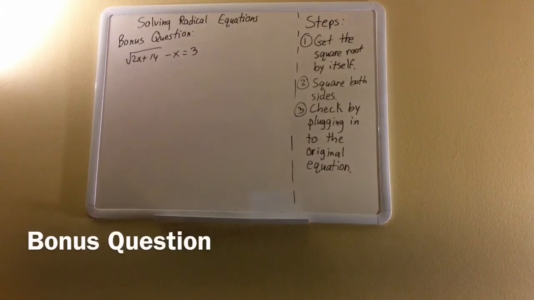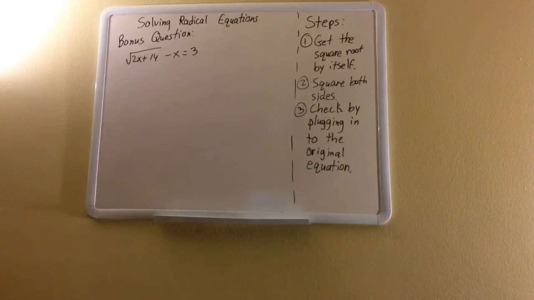And here is your bonus question. Make sure that you are getting the square root by itself before you square it, and when you square it, you really multiply everything out. And don't forget to check either, because a lot of people forget to check. And it's really important to check, especially to make sure that your answer is correct, because sometimes you might get an answer that's not actually going to work out. Good luck!